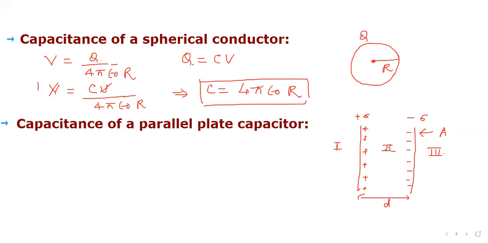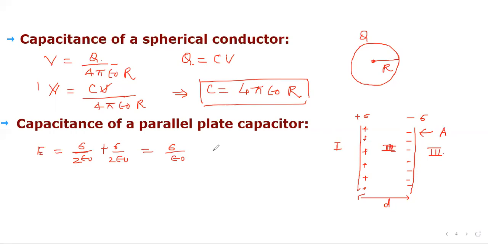So let's consider the second region. The electric field in the second region, E, will be equal to sigma upon epsilon naught minus, and this will change its sign, so this will become plus sigma upon epsilon naught. This is twice, because due to a single plate, the electric field is sigma upon 2 epsilon naught. So we will get sigma upon epsilon naught. So in this region, the electric field is sigma upon epsilon naught.